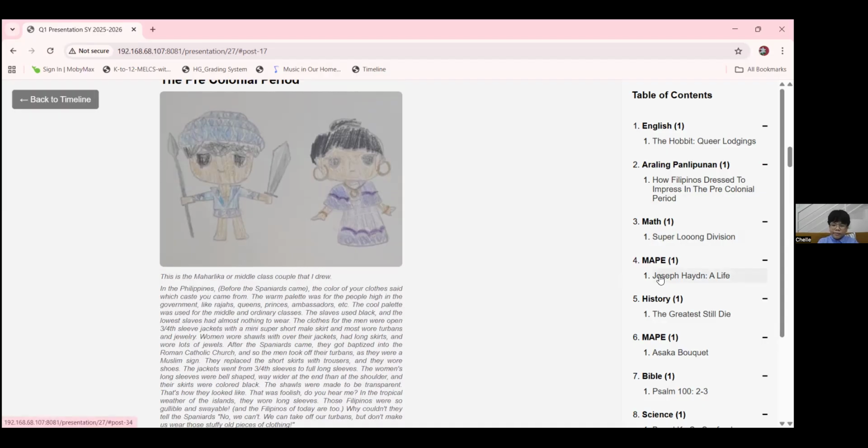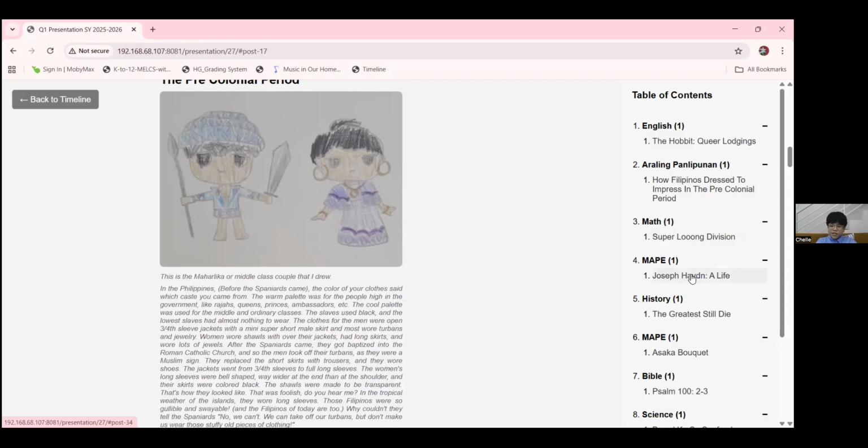Okay, now for me, and then of course due to the Spanish Catholic Church, minimal jewelry lang. And then jewelry would now be considered too luxurious for a Catholic baptized woman.